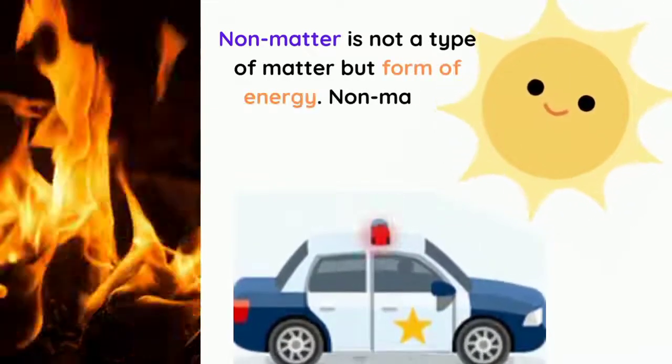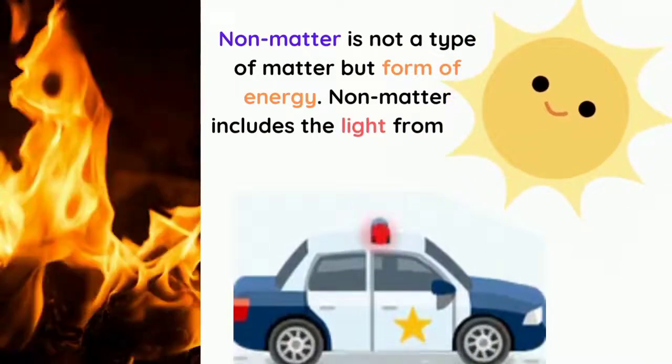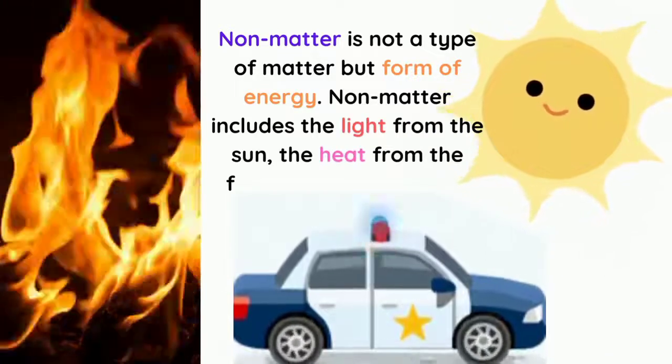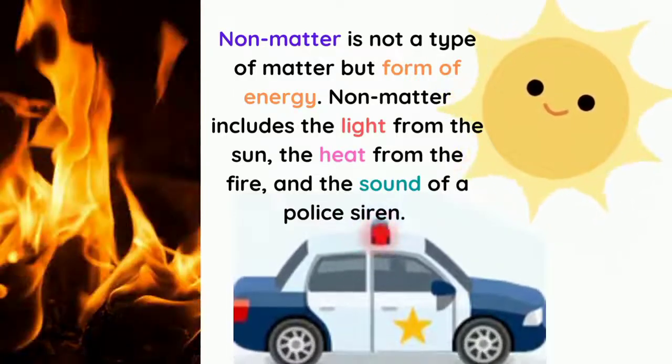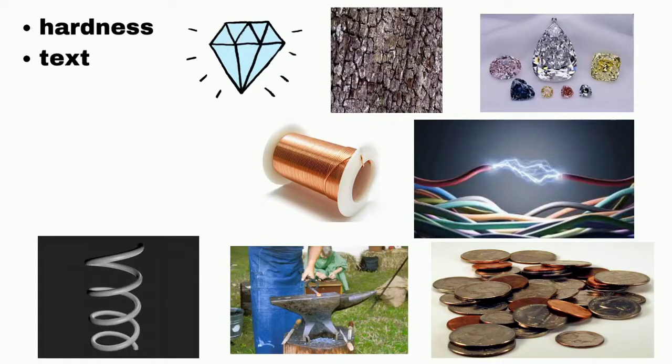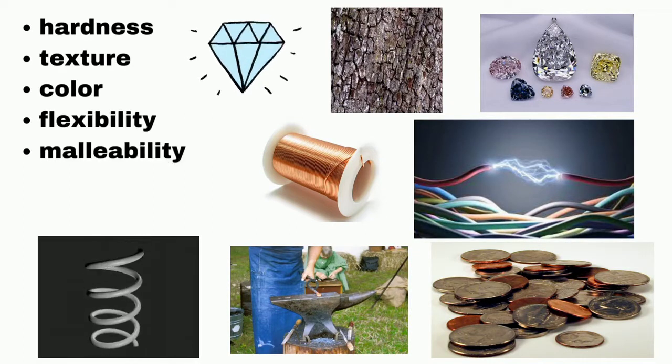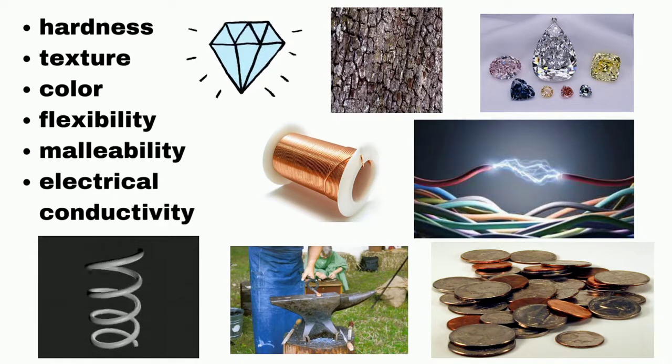Non-matter is not a type of matter but a form of energy. Non-matter includes the light from the sun, the heat from the fire, and the sound of a police siren. You cannot hold, taste, or smell these things. Other properties of matter include hardness, texture, color, flexibility, malleability, and electrical conductivity, which vary from one sample to another.